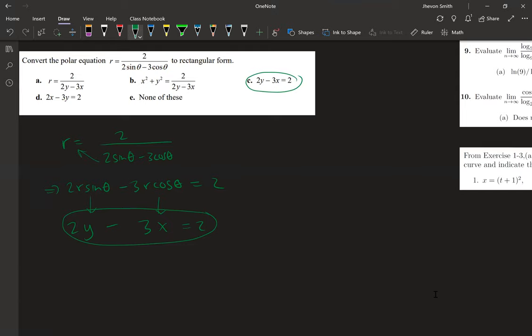Now, the issue with A: you see that 2y minus 3x there, but the fact that there's an r here is a problem. You can't have the r in the rectangular form. So A could not be the answer because you're mixing r's with x's and y's. B is an algebraic error. You might think of multiplying both sides by r, but in B, they multiplied the left side by r and the right side by 1 over r. That doesn't work. This one has a sign mix-up. So C is actually the answer here, which most people got, 70%.